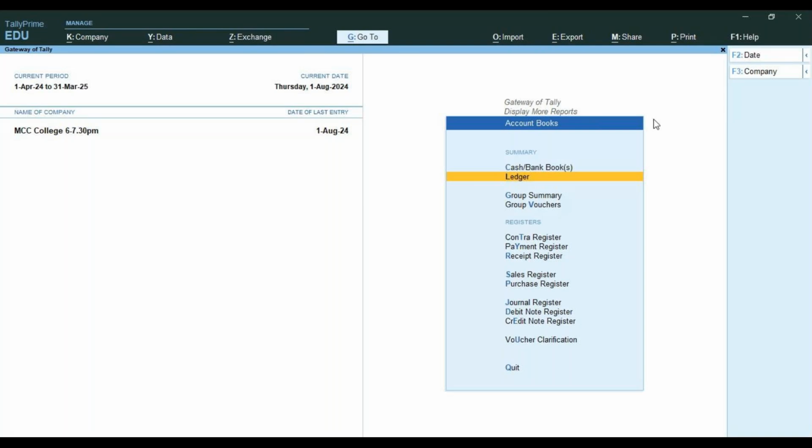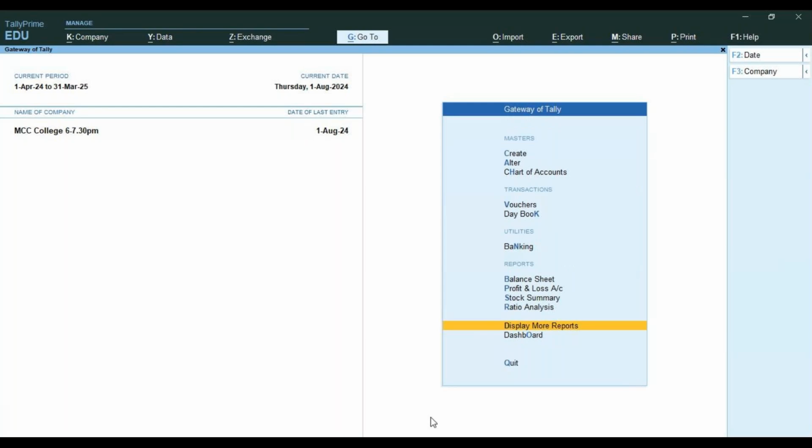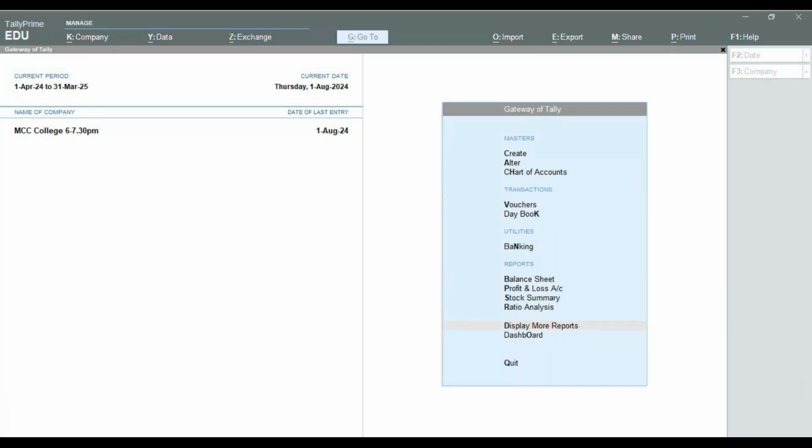See, we have not created any of these reports, right? We have only done the vouchers. So automatically all these reports are generated. That is Tally's advantage. Okay. Anyone has any doubt with the opening of the reports? Everyone got it? Thumbs up.